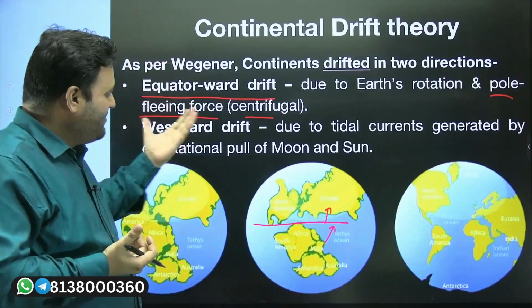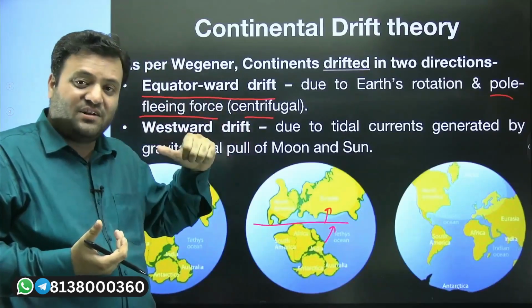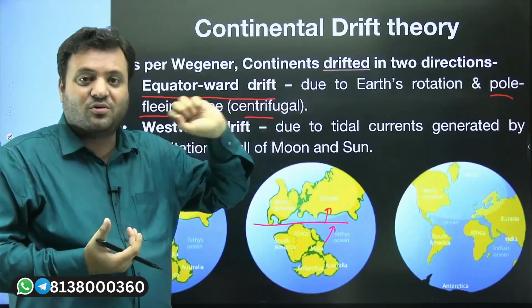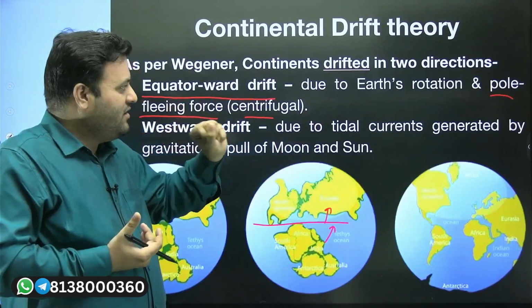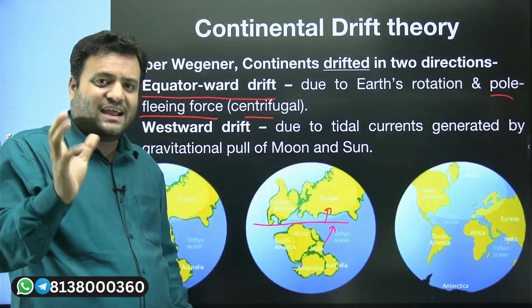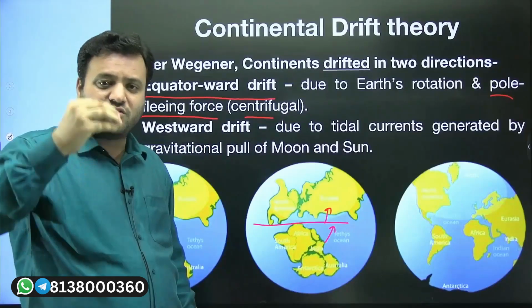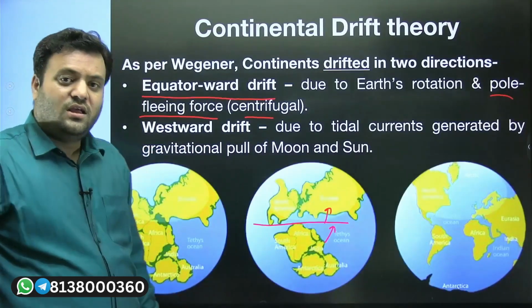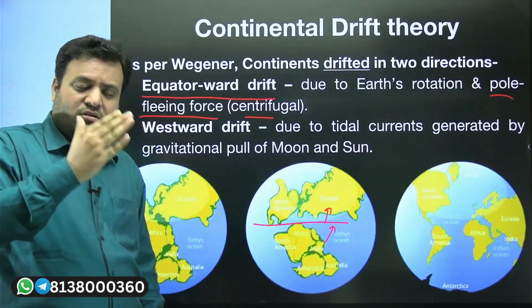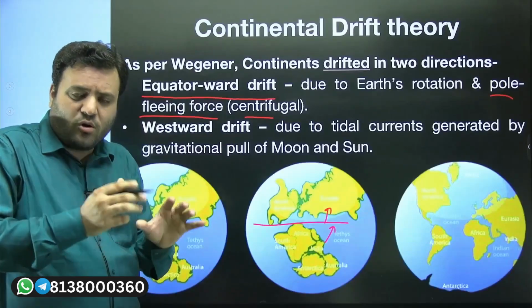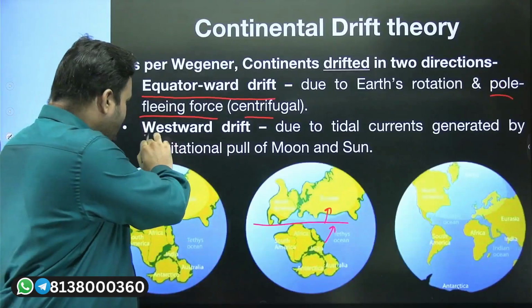So equatorward drift was there, and this equatorward drift was mainly because of the pole fling force, which later became the Coriolis force. And that is produced because the Earth rotates. So Wegener cited that because of the pole fling force, the continents are moving equatorward. The second thing is that, based on one more factor, he cited that the continents are moving westward.